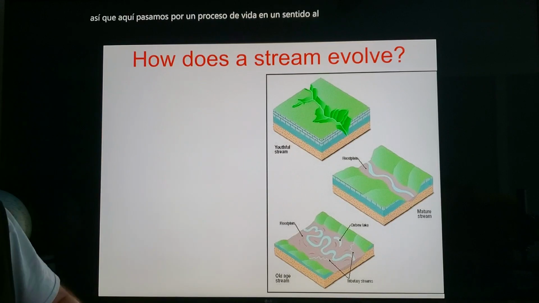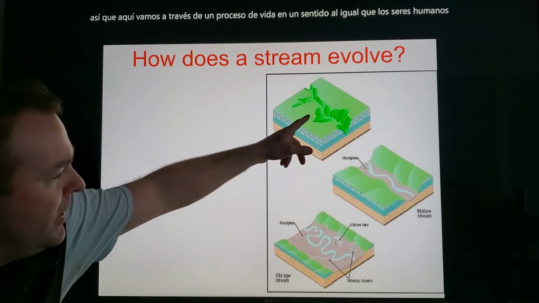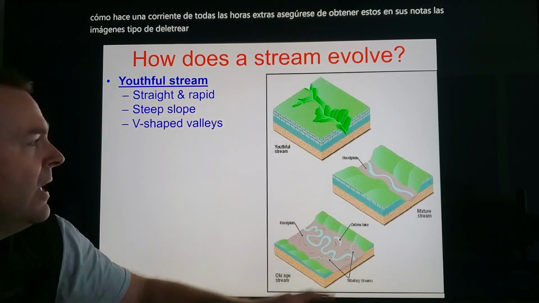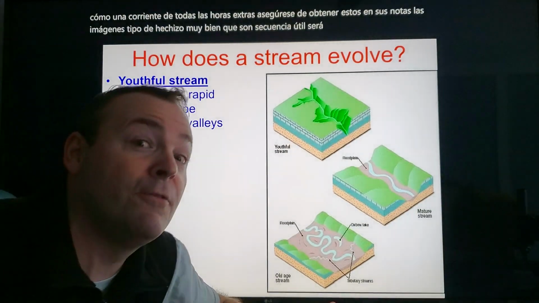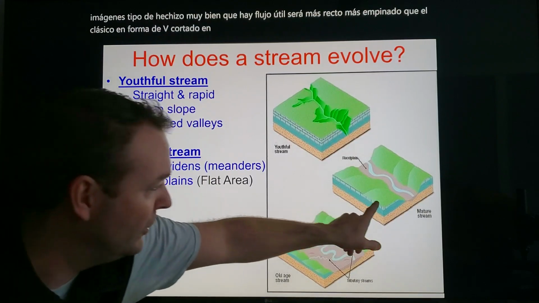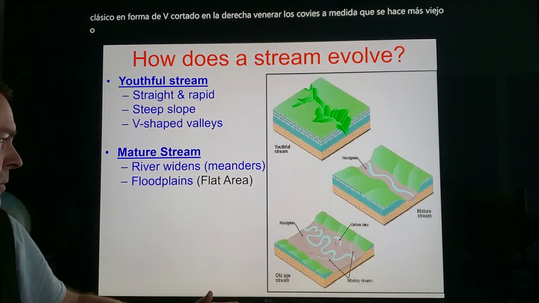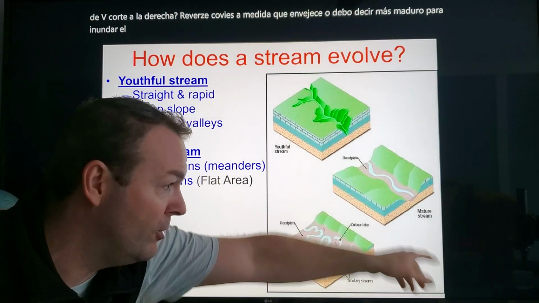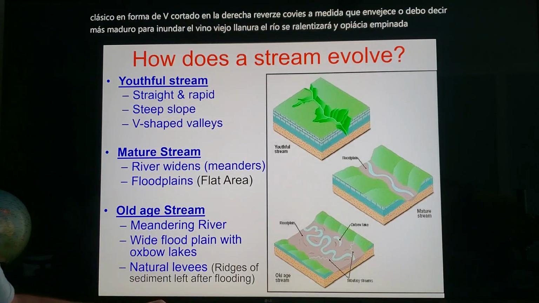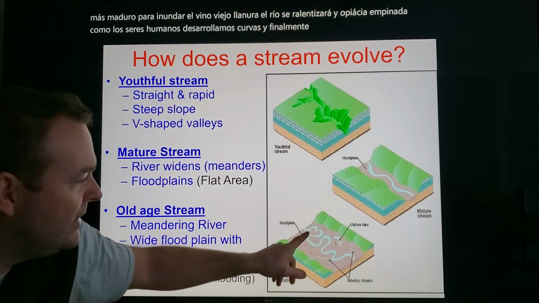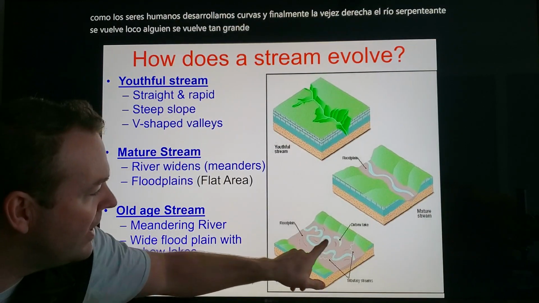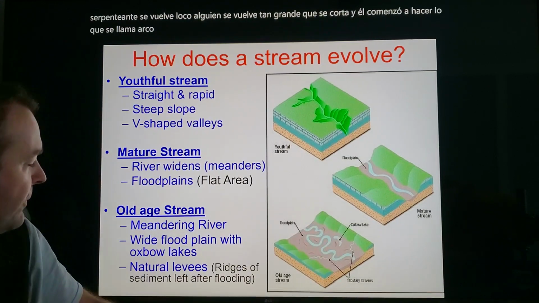All right? How does a stream evolve over time? Make sure you get these in your notes. The pictures kind of spell it out nicely there. A youthful stream will be straighter, steeper, have that classic V shape cut into it, right? Rivers cut Vs. And as it gets older, or should I say more mature, the floodplain will widen, the river will slow down, it won't be as steep. You'll start to develop curves, right? As humans get older, we develop curves. And finally, the old age, right? The meandering river gets crazy. Some of them get so big they get cut off. And you start to make what's called oxbow lakes, right? That used to be a curve in a river, but it got cut off.